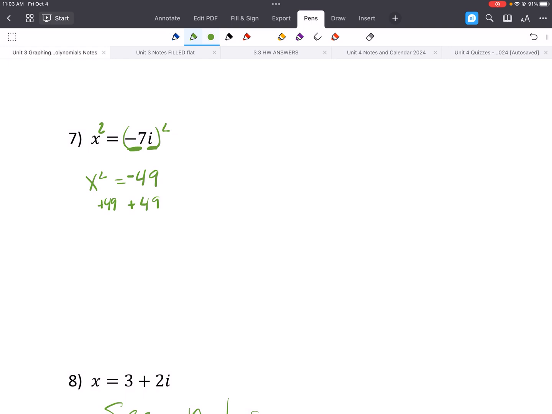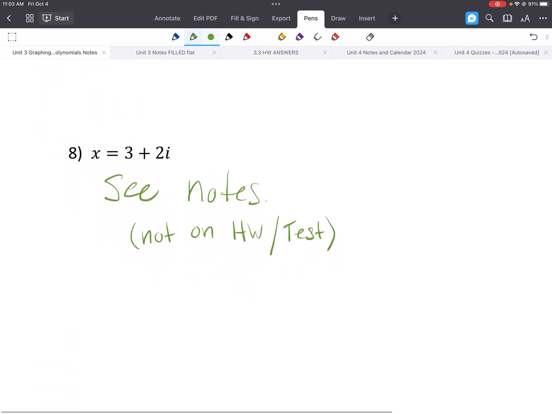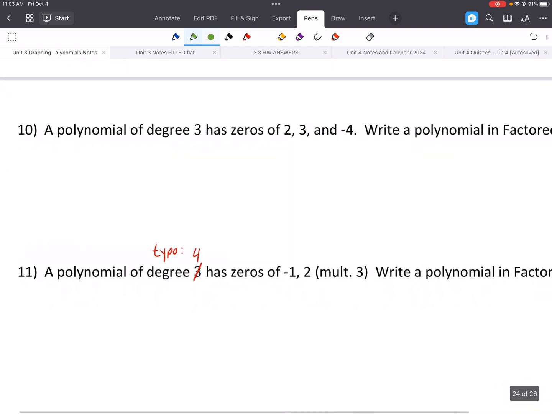Sometimes people forget this step. Okay, so be careful with that. We would end up getting x squared plus 49, and that is our function. Okay, so 8, same sort of thing. We'll just skip that. If you want to go over that with me, feel free to come by, okay?